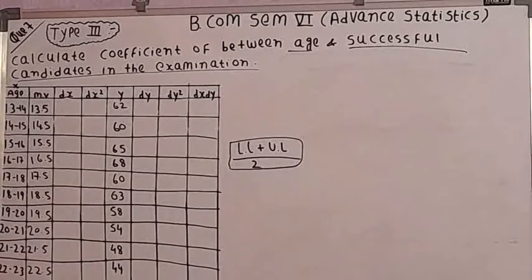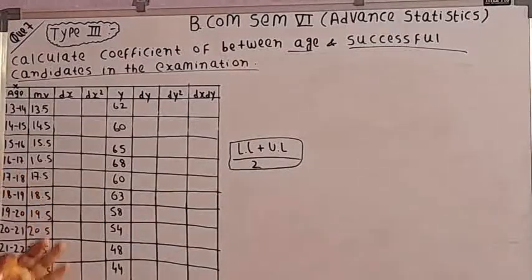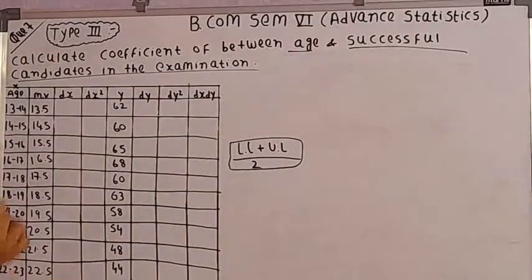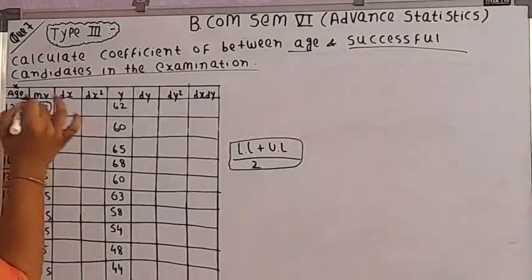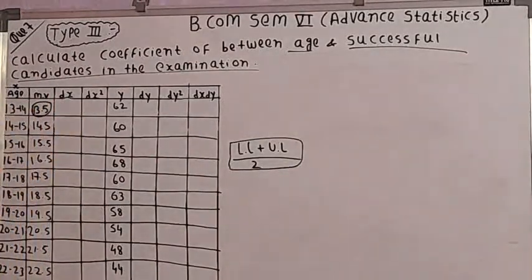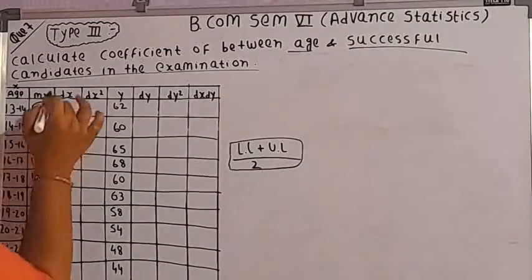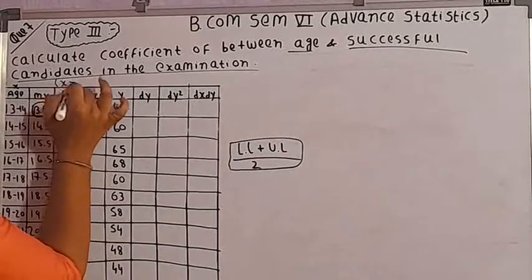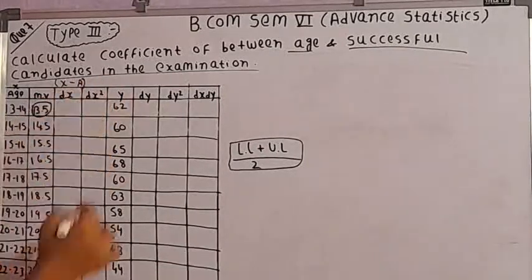Okay. So how are we going to calculate dx? We are going to take the assumed mean from this column of mean value. What's going to be the assumed mean? We are going to consider the smallest number in this series as our assumed mean. So here 13.5 is the smallest number. We are going to consider it as our assumed mean. Okay. So how do we calculate dx? What is the formula for calculating dx? It's going to be x minus a, means the item minus assumed mean.